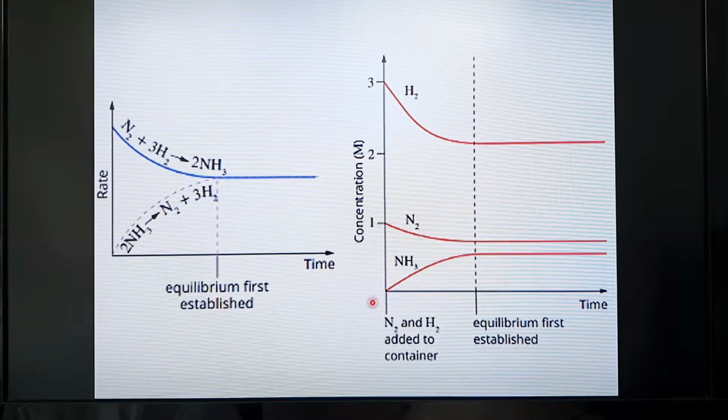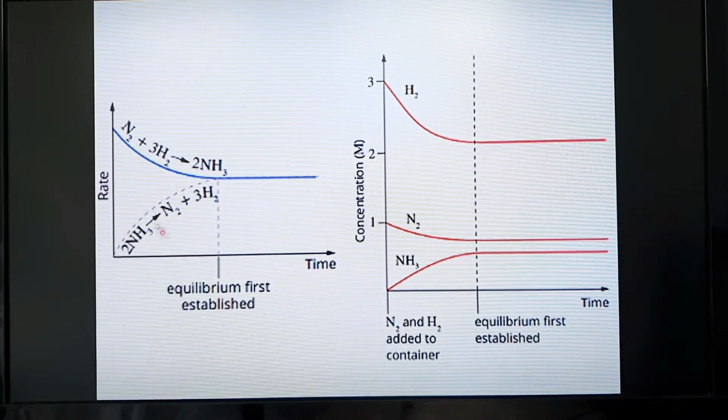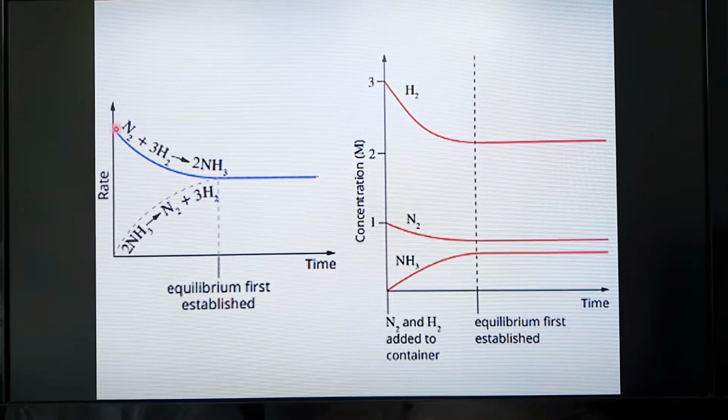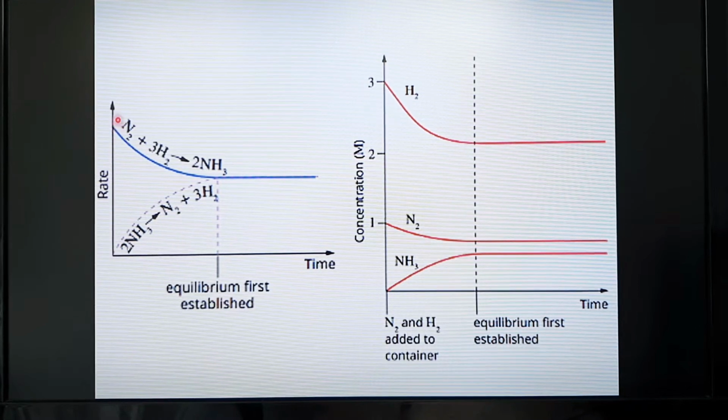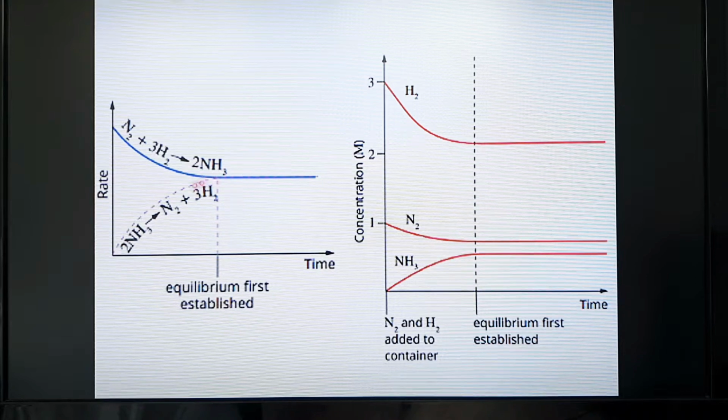So let's have a look at these examples over here. This top reaction in the blue is the Haber process, and this reaction in the pink dotted line is the Haber process in reverse.